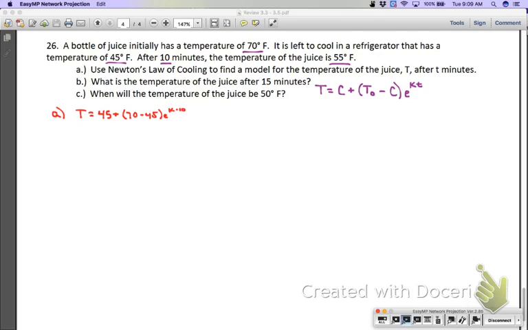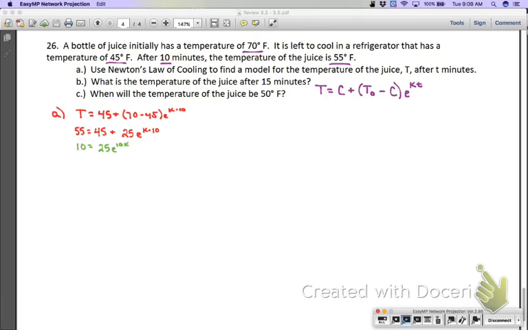Now I've got to know when it gets to 55. So the capital T is going to be 55, which equals 45 plus 25 times e to the 10K. So I'm going to subtract the 45, and I'll have 10 equals 25 e to the 10K.